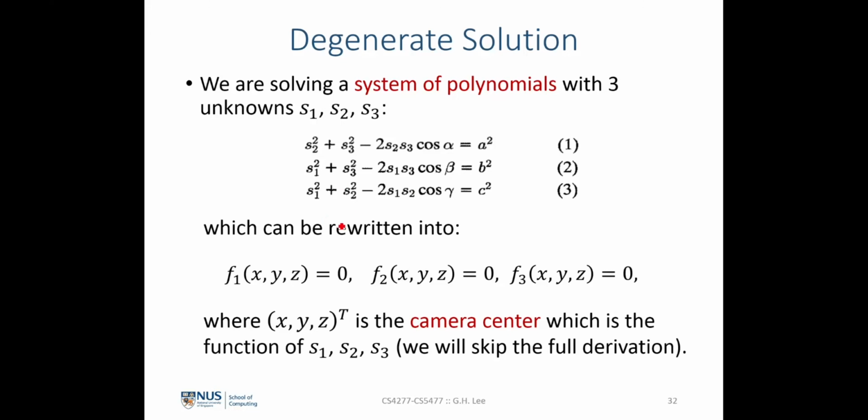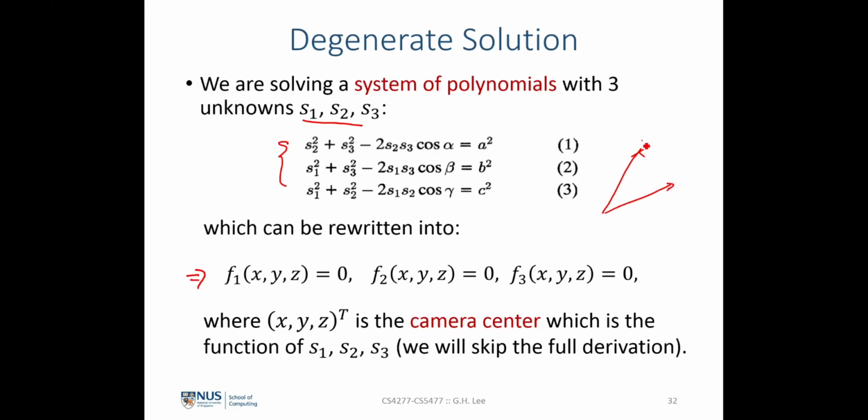So we have looked at earlier on that to solve for the unknown camera pose, we took a two-stage approach, where in the first stage we are solving for the unknown depths of S1, S2, S3 using these three equations over here. So here, these three equations can be rewritten into the three polynomial equations over here: f1(x,y,z), f2(x,y,z), and f3(x,y,z) equal to 0, where x, y, z here represents the camera center. So we have seen earlier on that this is the case.